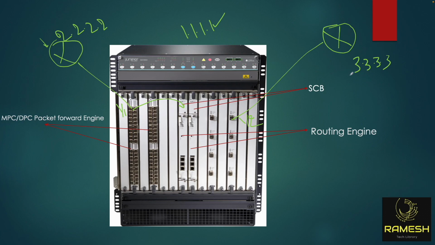So you are initiating a ping to 3.3.3.3, and the packet arrives on this interface. It will check the destination IP address is 3.3.3.3, and it will come to know that this IP does not belong to my device, it is someone else's. So it will check the forwarding table, the routing table here.